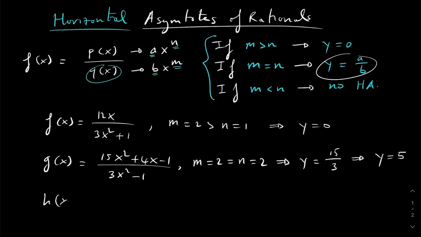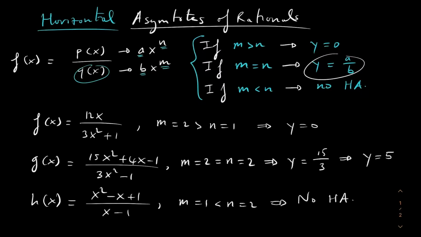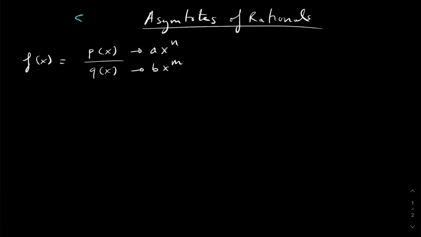For our last example, if you have h of x equals x squared minus x plus 1 divided by x minus 1, then m equals 1 is less than n, which is equal to 2. And so in this case, you do not have any horizontal asymptote, but you might have other kinds of asymptotes, as we talked about earlier. And so with that, let's move into talking about the third kind of asymptote for this particular video, which is going to be the slanted asymptote.